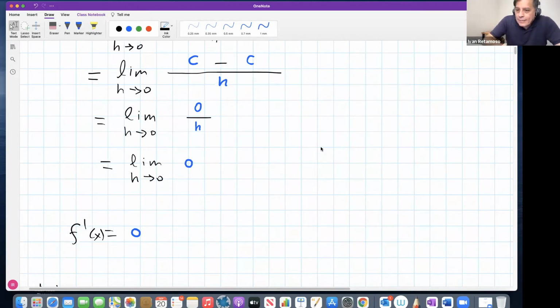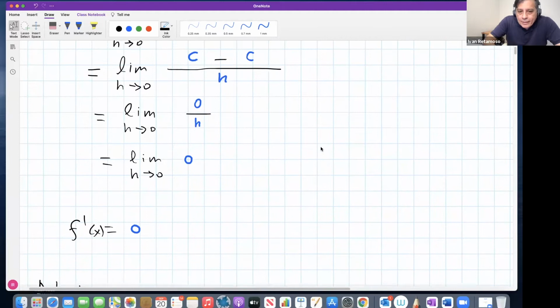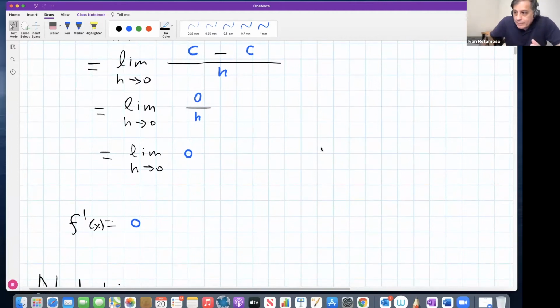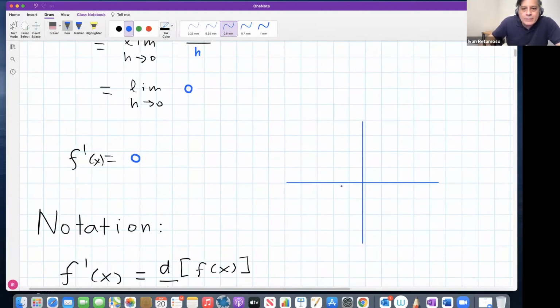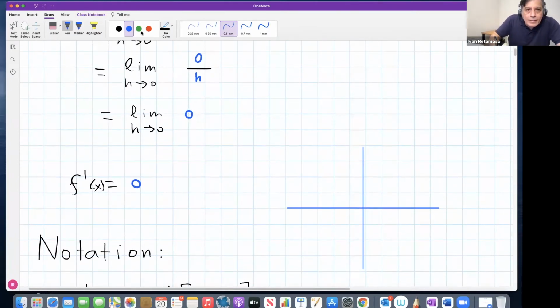Now, how is this understood or explained graphically? Well, if you graph the constant function, it looks like a horizontal line, above the x-axis if the constant function is positive, below the x-axis if the constant function is negative. Let's do it nicely.